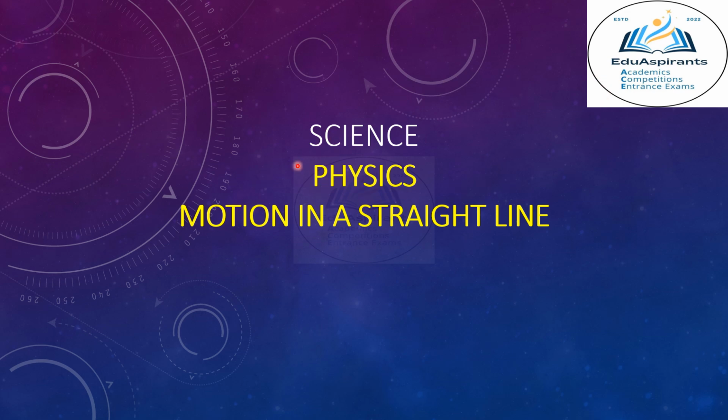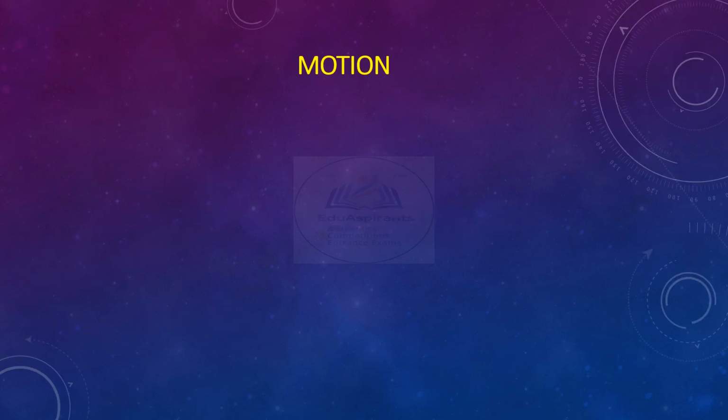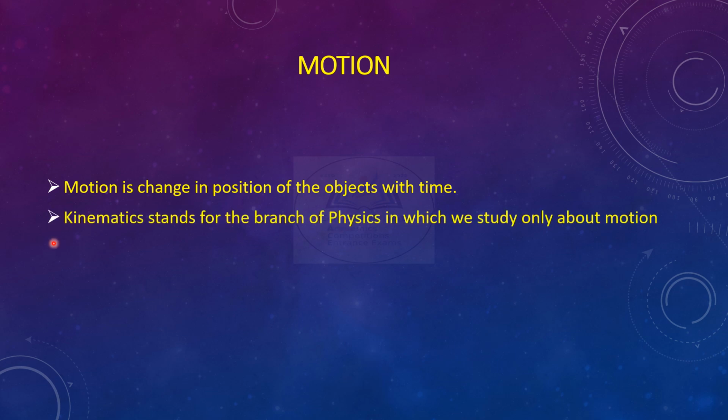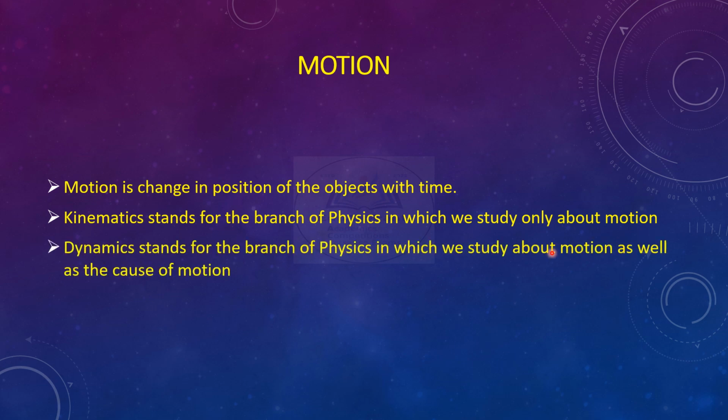In this video, we will study about motion in a straight line. Motion is change in position of the objects with time. Kinematics stands for the branch of physics in which we study only about motion. Dynamics stands for the branch of physics in which we study about motion as well as the cause of motion.